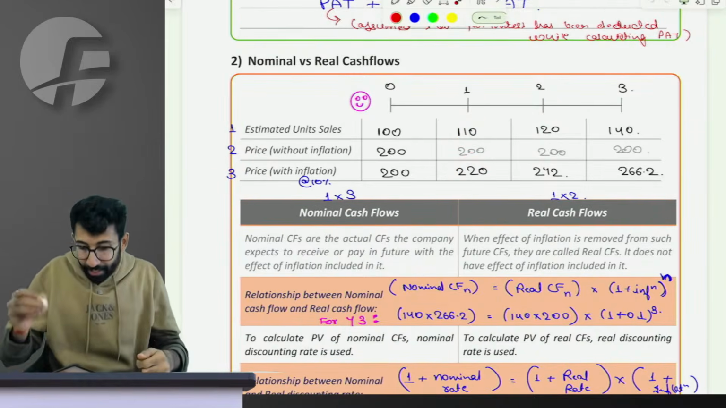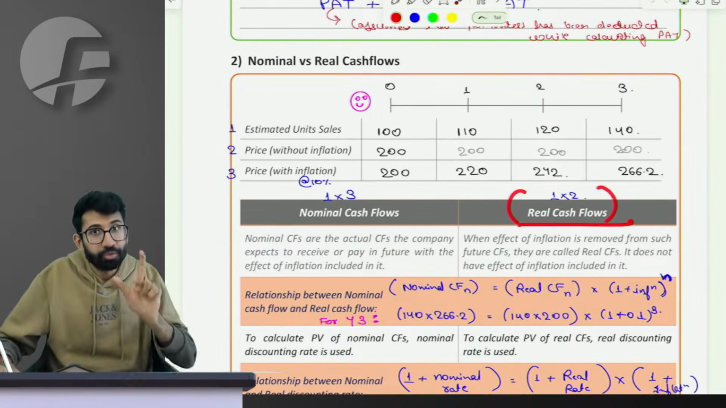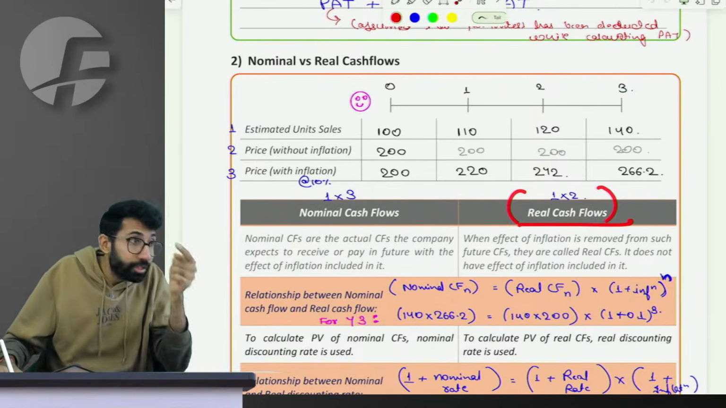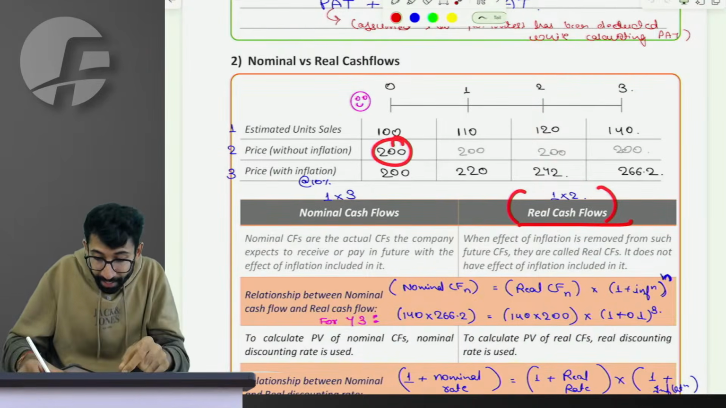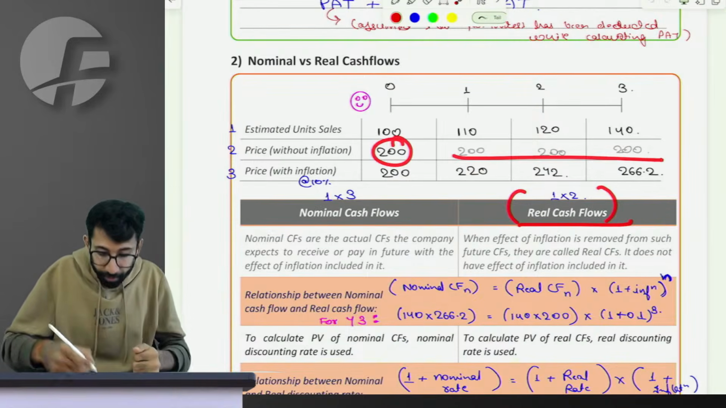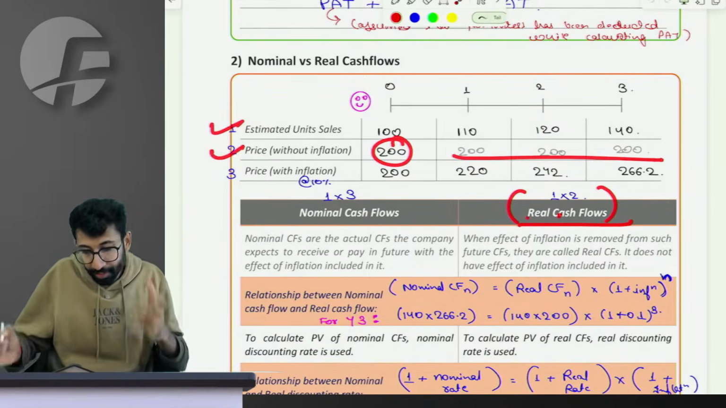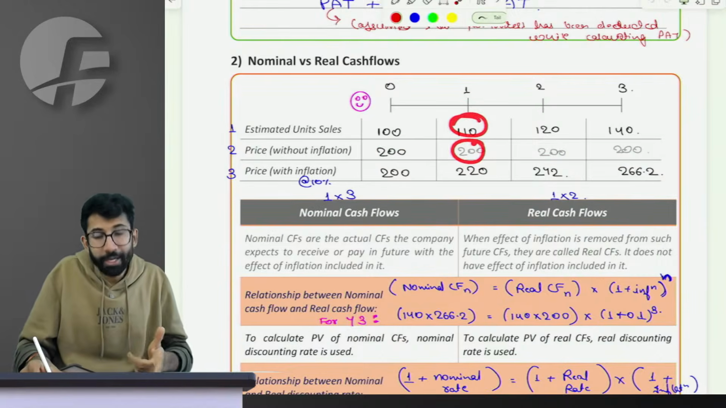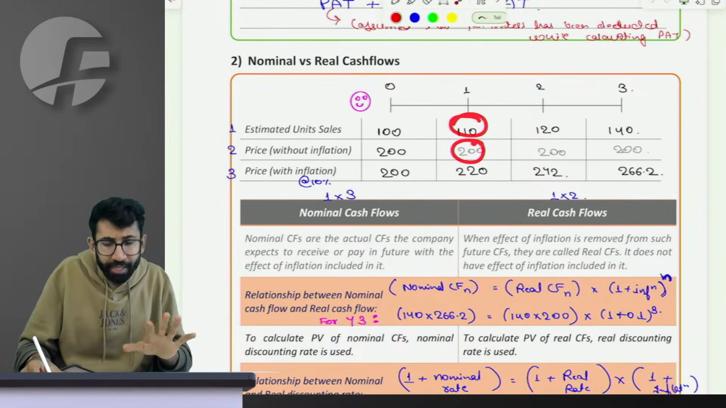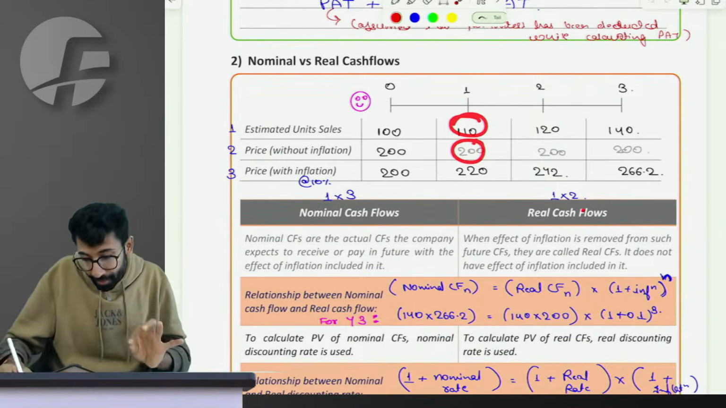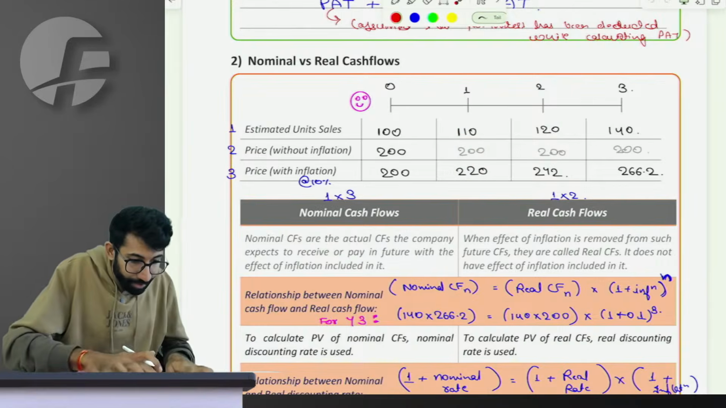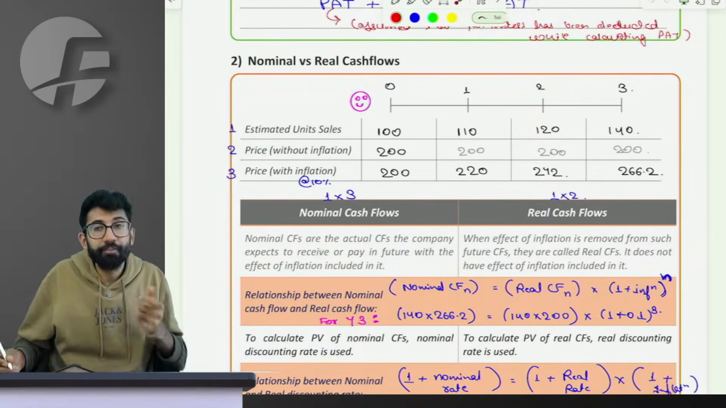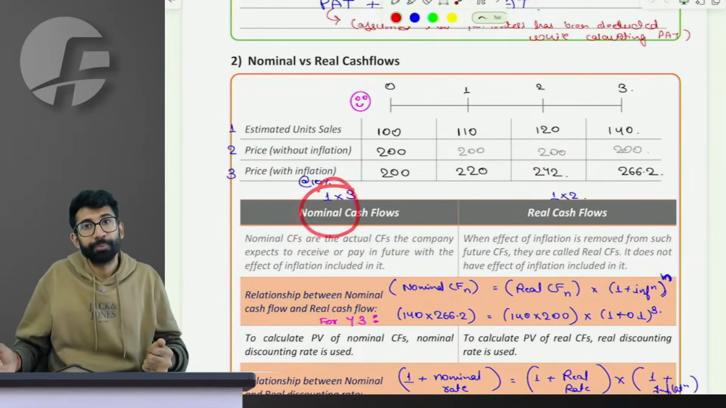However, if we calculate the cash flows not based on the actual prices of those years, but rather the price of today excluding the effect of inflation, which is 200, those are the real cash flow. So 110 multiplied by 200, which is for example 22,000, is the real cash flow, whereas 220 multiplied by 110 is 24,200, which is the nominal cash flow.